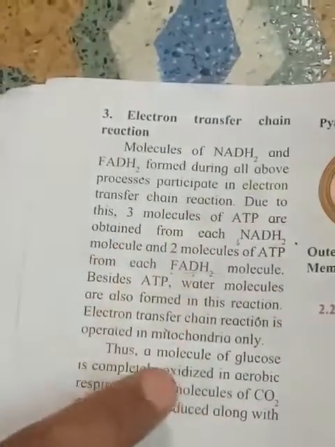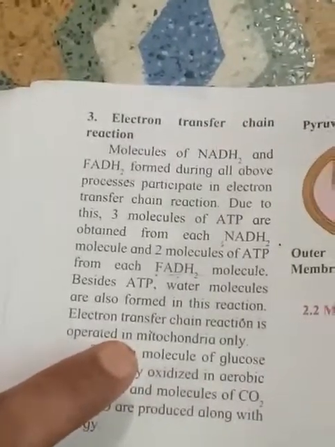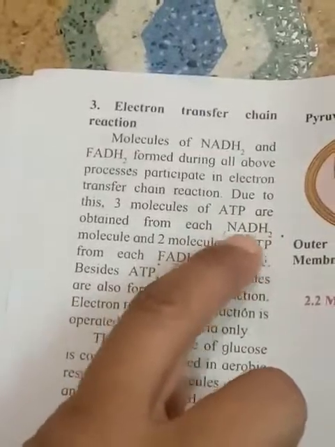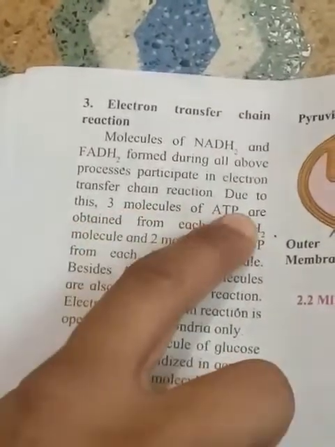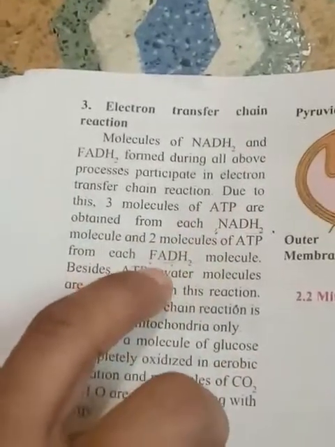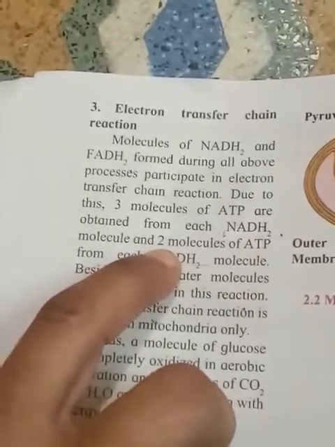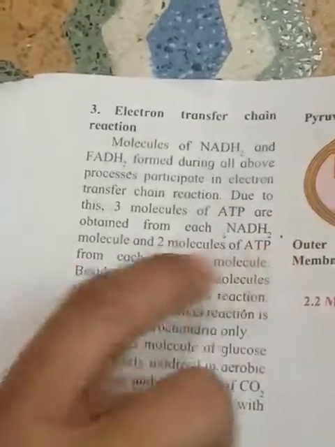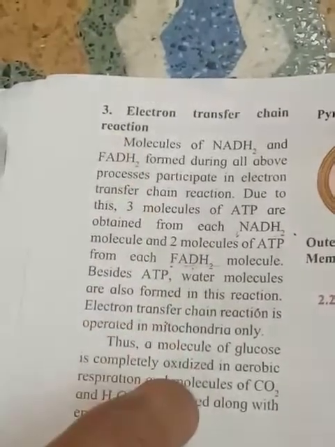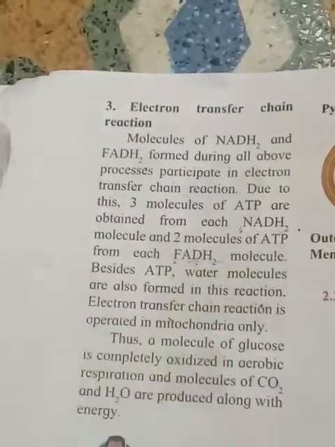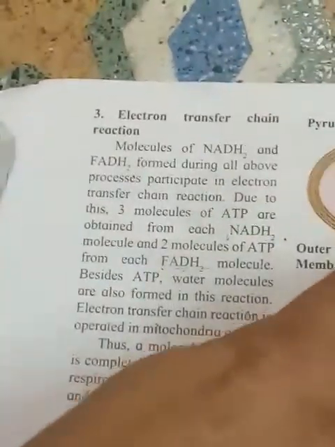And in this chain, one molecule of NADH2 will get converted into 3 molecules of ATP, and one molecule of FADH2 will get converted into 2 molecules of ATP. In this way we are getting much more ATP in this electron transfer chain, and this electron transfer chain is also taking place in mitochondria.